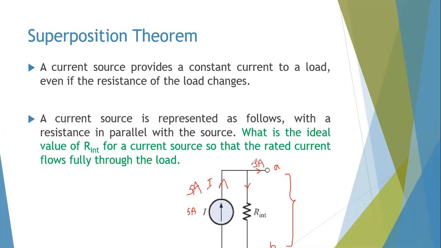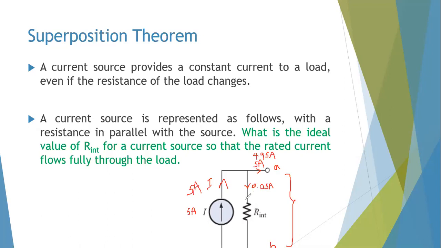So typically you won't have 5 ampere here. If you get something like 4.9 ampere or 4.95, you're doing quite a good job, because the majority of the current is flowing here. Then you might have 0.05 ampere here. So it means your internal resistance is taking this small amount. So the question asks you, what's the ideal value of R int? Should R int be very large or very small, according to you?